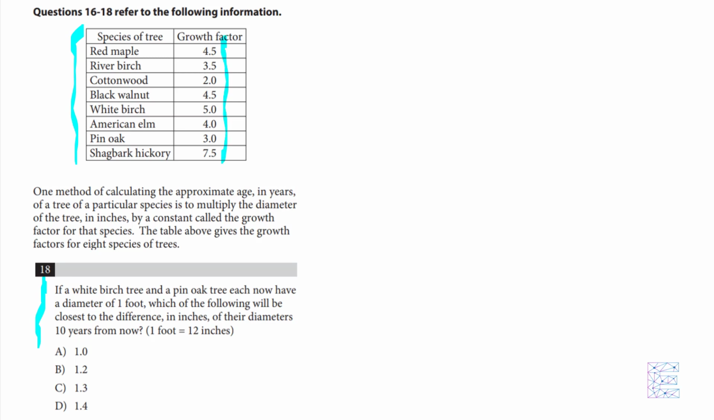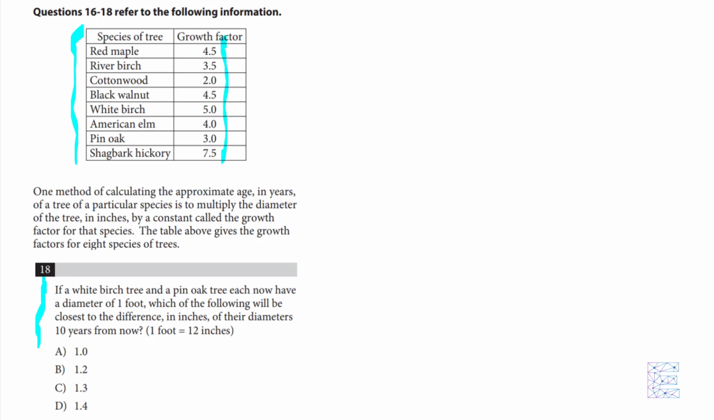Now for the question part: if a birch tree and a pin oak tree each now have a diameter of 1 foot, which of the following will be the closest to the difference in inches of their diameters 10 years from now? So this is the table that's been given to us. We have the different species of trees on the left column, and we have the growth factors on the right.